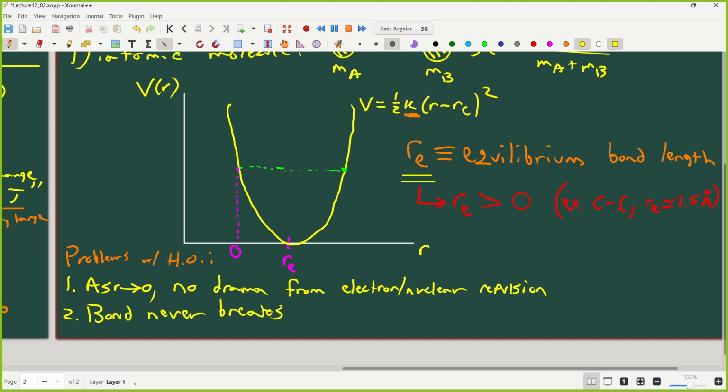So at small r, the system acts as if nothing happens. There's no repulsion, there's no electrons, nothing, just totally normal. And also, when you stretch it to really long distances, the bond never breaks. It's always bound. So these are obvious problems. These are things that we need from chemistry: that atoms repel each other when they're close, and that the bonds break when we pull them far apart. And the harmonic oscillator doesn't give us either of those options.